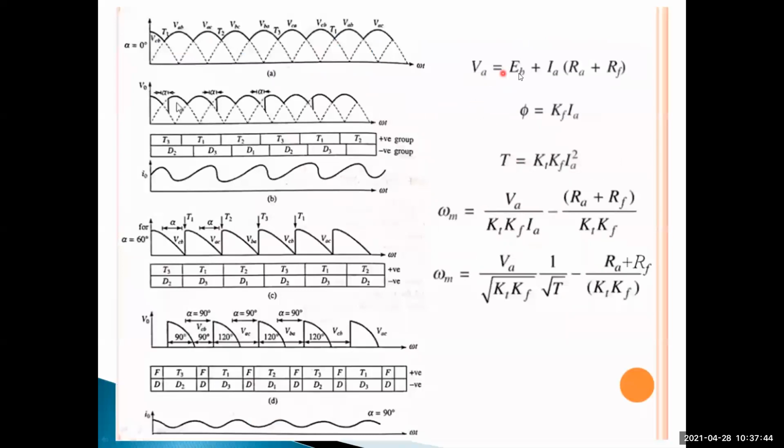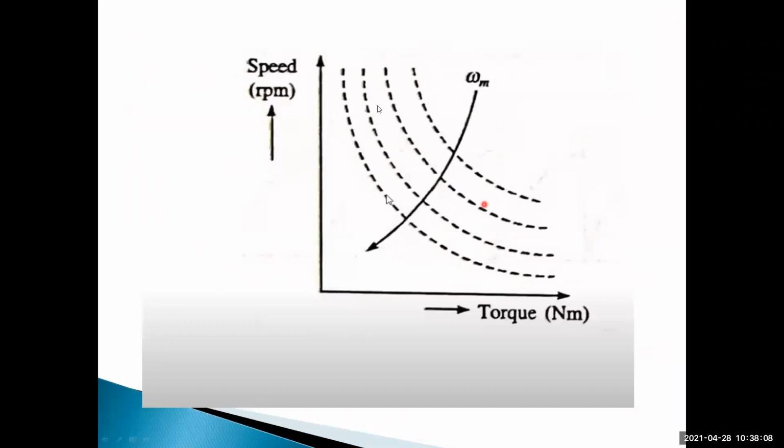So V is equal to EB plus I into (RA plus RF). Pi is equal to KF into IA. Torque is equal to KT into KF into IA squared. This is the only change between a separately excited DC motor with semi-converter and a DC series motor. Omega is equal to this, the speed versus torque. By using these relations, we can draw the speed versus torque characteristics. Like this, the speed and torque characteristics of the DC series motor change like this.